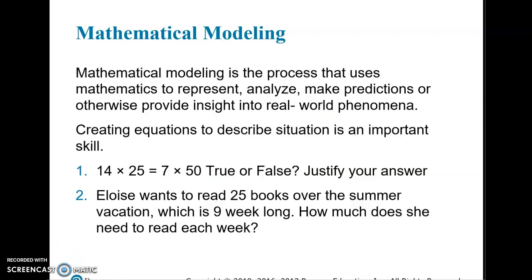Mathematical modeling has a more precise meaning. It is a process that uses mathematics to represent, analyze, and make predictions or otherwise provide insight into real world phenomena.